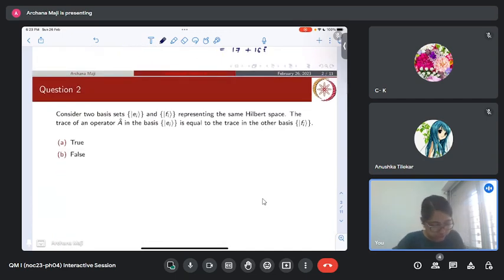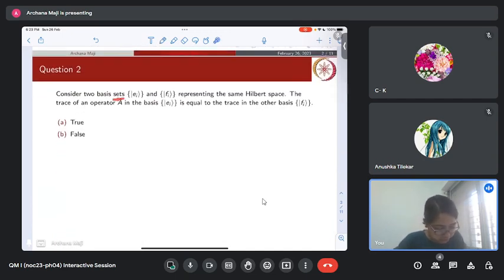Okay, this question says consider two basis sets representing the same Hilbert space. The trace of an operator A in this basis is equal to the trace of that same operator in the other basis. Is this statement true or false? What do you think? If we take trace of this operator in this basis and then also take trace in this basis, will it be the same or different, is the question.